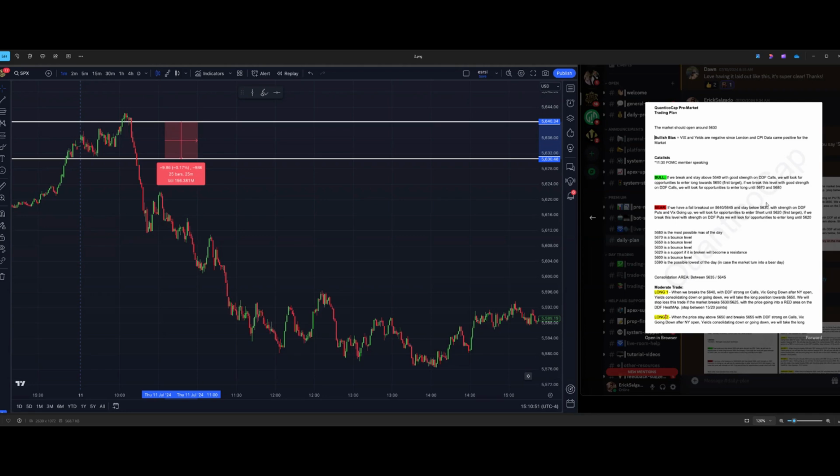So the trading plan is telling us that if the market stays above 56.40, then we can look towards 56.50 and then 70 and 80. If it fails to break out on the 56.40, then we can look for our first target being 56.20. All right, so let's see what actually happened during the market.